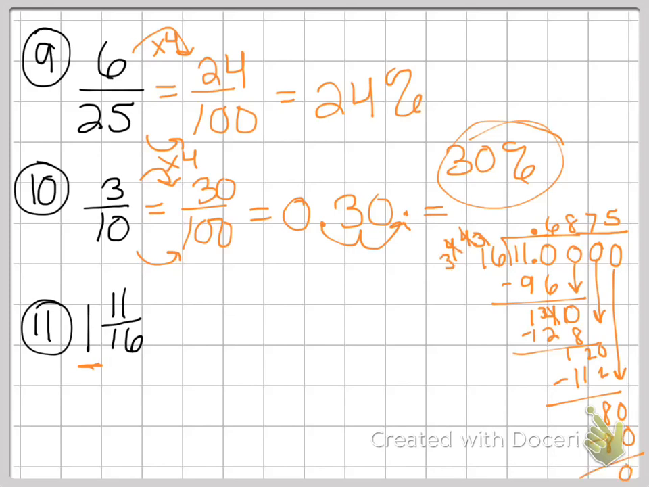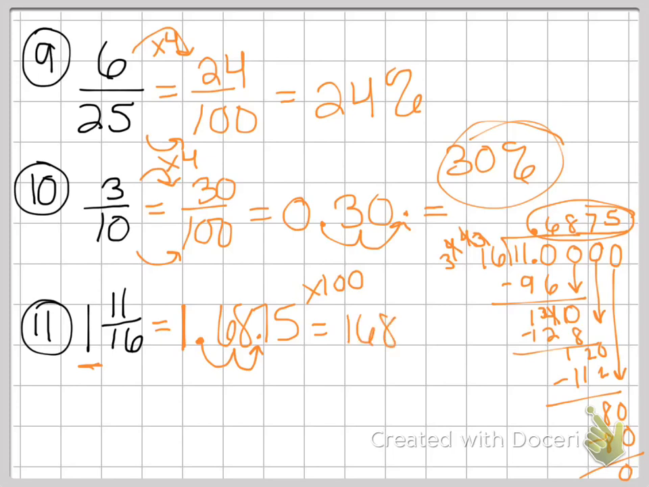Alright. So now this is equivalent to the decimal. Make sure we keep that 1 whole. And then add in those numbers. 6, 8, 7, 5. Then finally, to make it into a percent, multiply by 100. 1, 2. And you get 168.75% as your final answer.